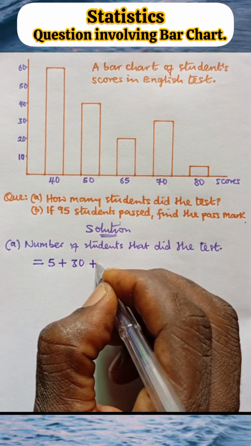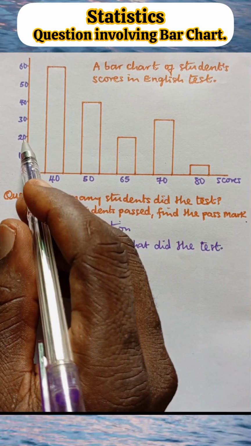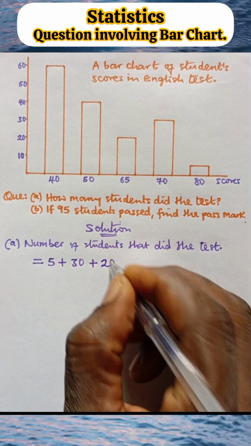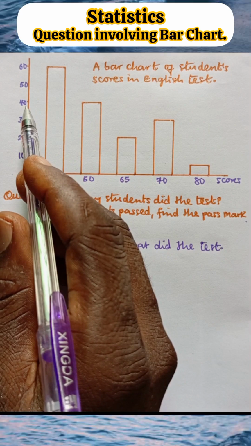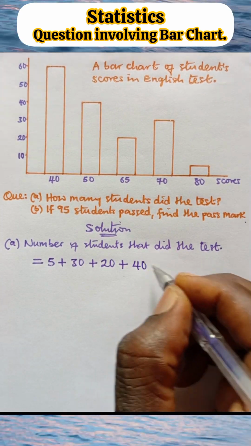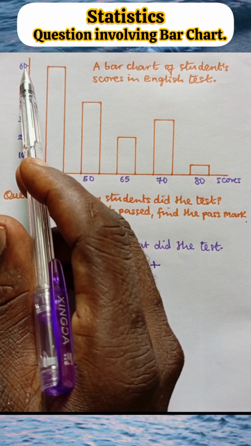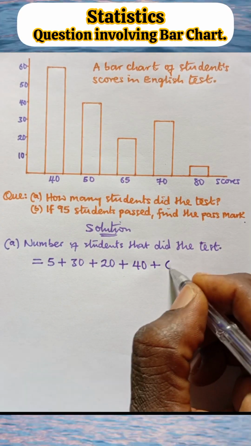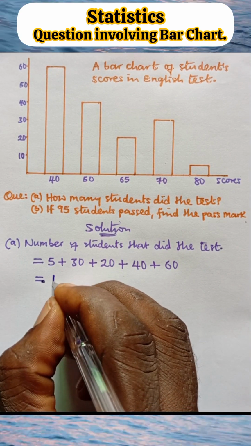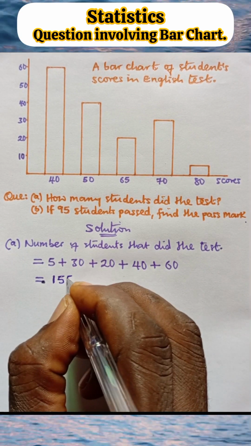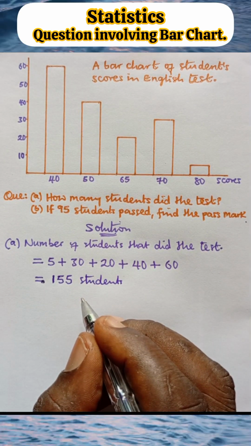So plus 30, then plus student that scored 65 mark, we have 20 there, plus 20, then plus student that scored 50, we have 40. And then student that scored 40% or 40 mark are what? 60. By the time you add everything here together, you have this to be 155 what? Students. This is the total number of students that did the test.